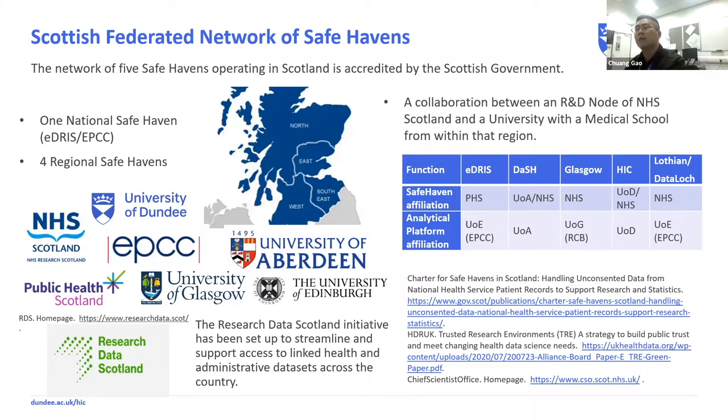So Research Data Scotland has a wider coverage in terms of the data types they want to cover. They want to cover not only health data, but also administrative data. And it is part of Research Data Scotland's aim to bring up a network of the Scottish safe havens to make us work more collaboratively and more like a single body. And also we have a website of the Chief Scientist Office here. This is the Scottish government body that mainly supports the functionality of safe havens.